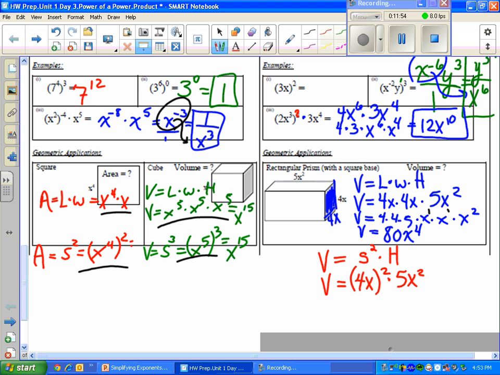With the red down here on the bottom, I would use my power of a product, and then I would use my product of powers. So I'm going to go ahead and take care of this square here first. Okay. So 4 squared is 16. And then x squared times 5x squared. Well, rearranging these pieces gives me 16 times 5. Well, that's 80. And then if you add the two 2's, that's x to the 4. We end up at the same spot.